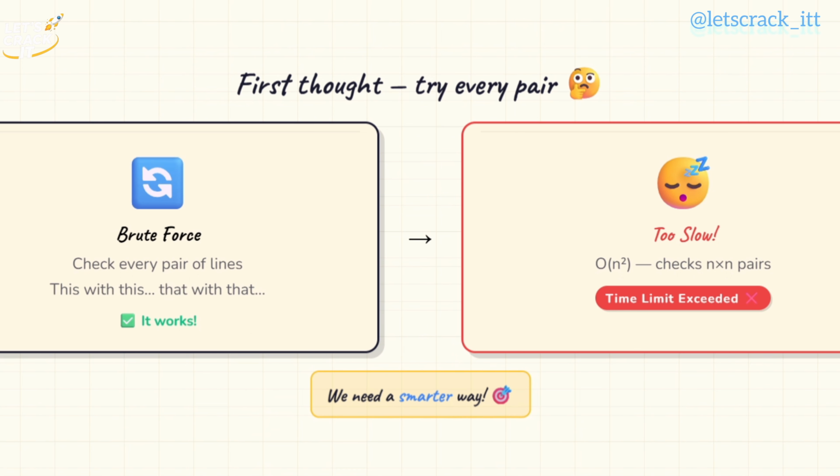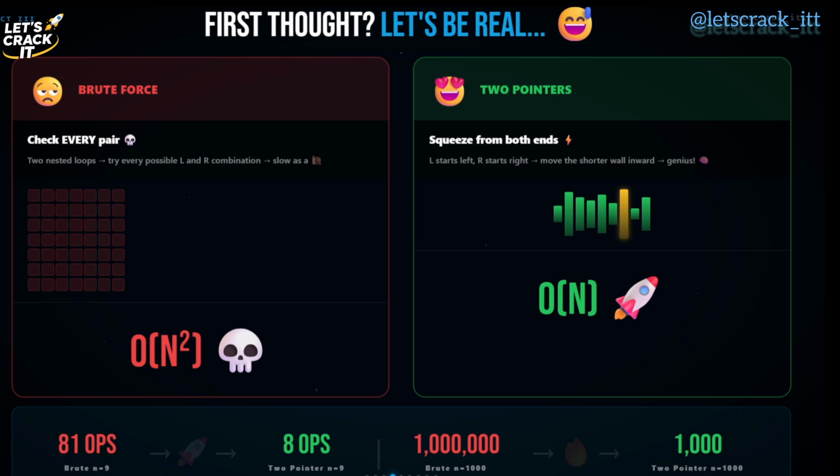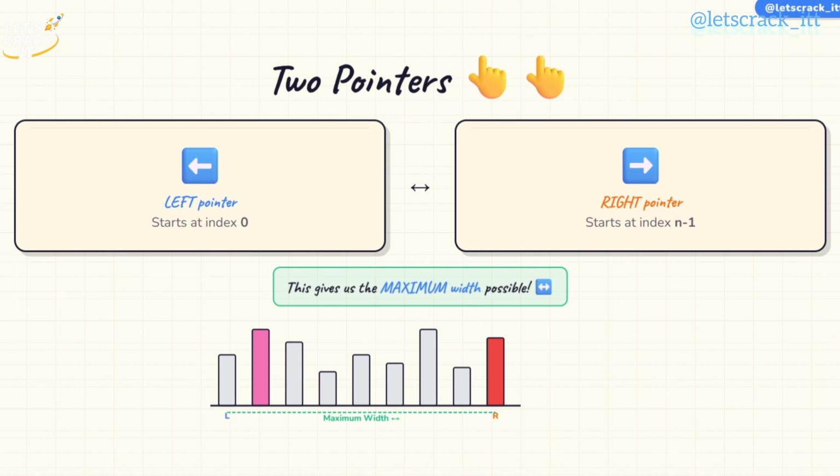First thought, try every pair. This with this, that with that. Yes, it works, but it's too slow, which is brute force, O(n²) complexity. So we need a smarter way, and that is two pointers.